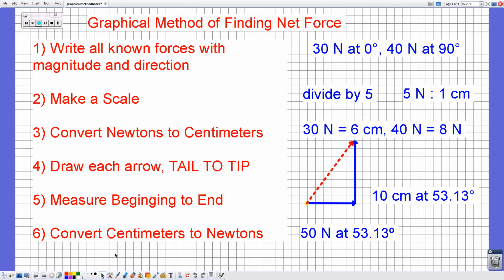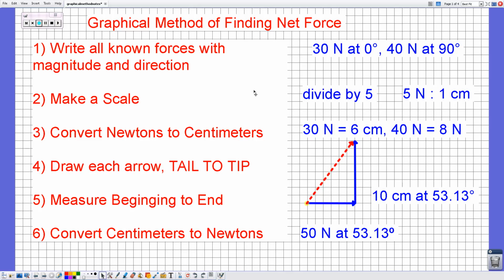We are going to draw all of our arrows, tail to tip. So first one, then the next, until we're done. We're then going to measure the very beginning to the very end. Once we measure that, that will tell us our net force. Here it is broken down bit by bit.